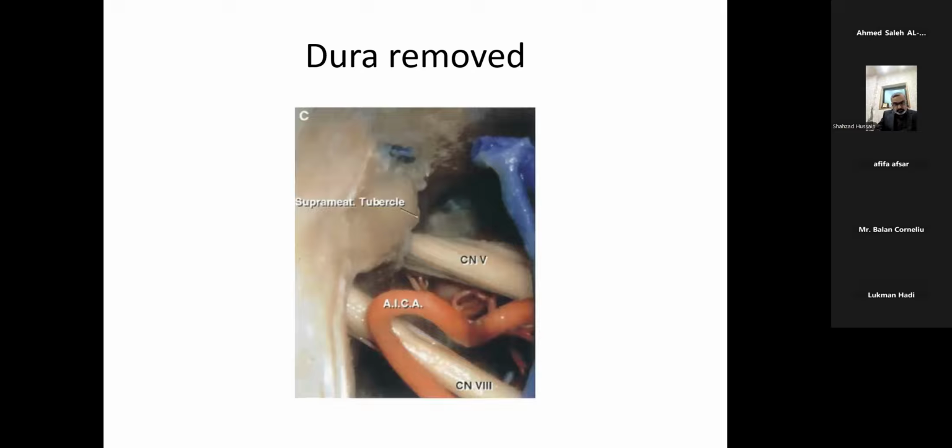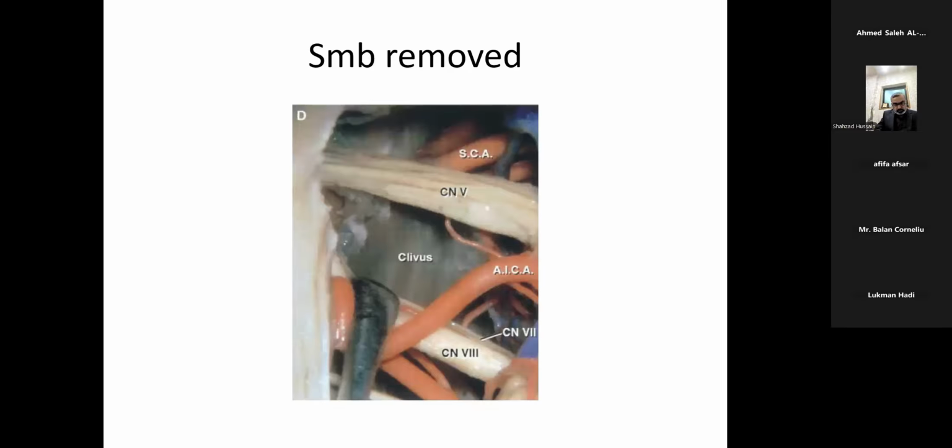So the dura has been removed with the suprameatal tubercle here. And after drilling of the suprameatal tubercle, we can appreciate that the origin of the cranial nerve 5 is much more visualized, and it adds 1 centimeter further medially that we can trace down the nerve, and the anteriorly lying clivus as well. And then laterally it exits into the Meckel's cave and forms the root.